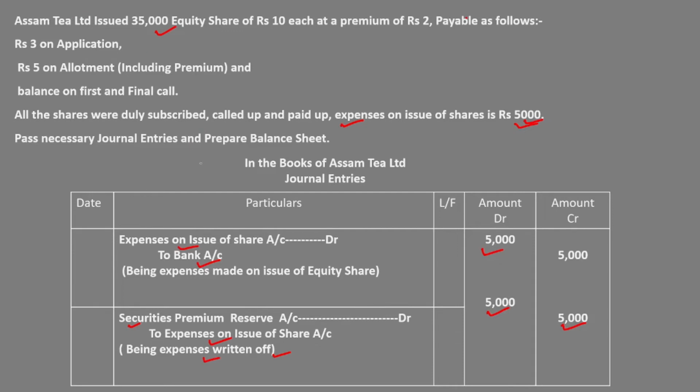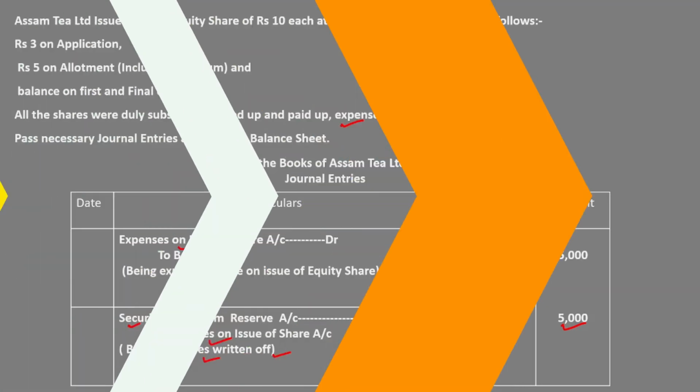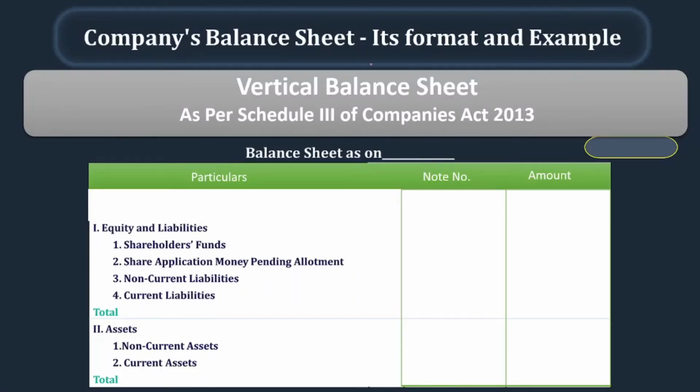Now let us go for the balance sheet for this question. Before going to the balance sheet, we need to understand the format. As per Schedule 3 of the Indian Companies Act 2013, you have to prepare the balance sheet in vertical form. So you have to learn a new balance sheet format, that is the vertical form. In HS second year, you learned how to prepare the balance sheet in horizontal form.